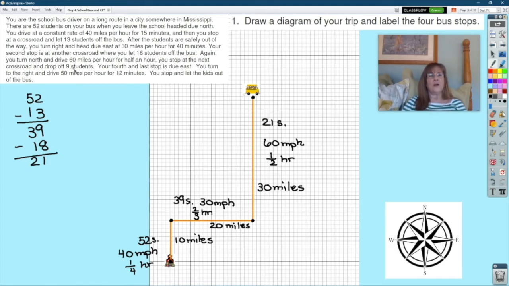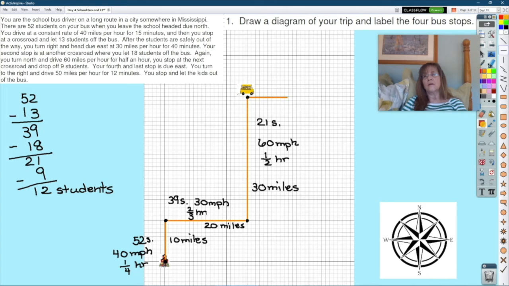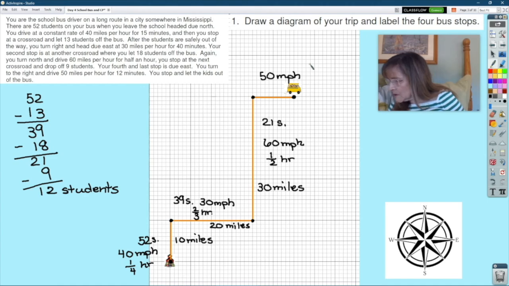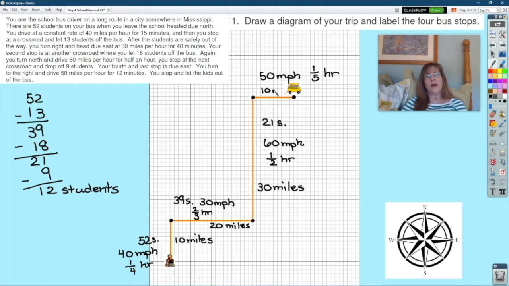Now we dropped off 9 students this time. So let's subtract 9 and we end up with 12 students. And so we're going to turn right and we're going to drive for 50 miles per hour for 12 minutes, right? Until we end up here. So we went 50 miles per hour for 12 minutes, which is 1/5 of an hour. So 1/5 of 50 miles per hour will be 10 miles.